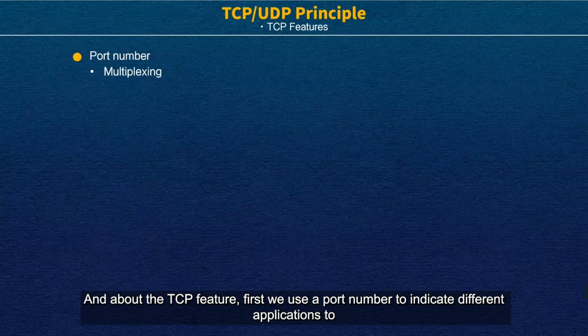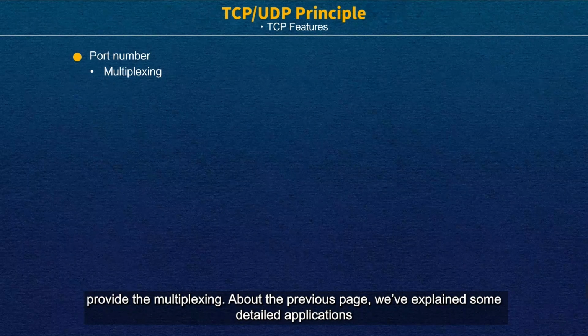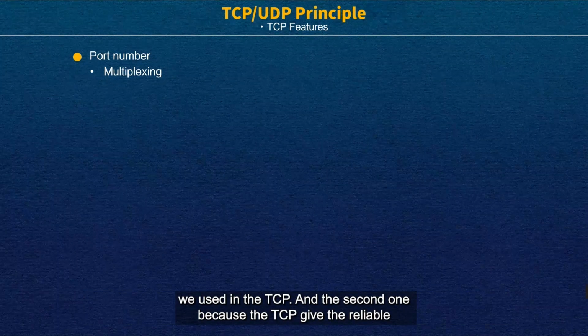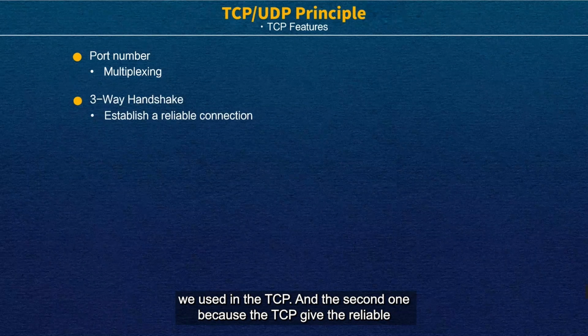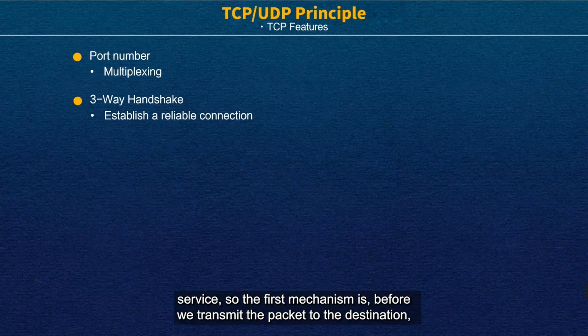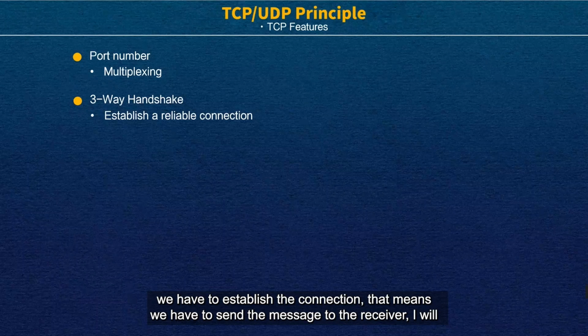And about the TCP features, the first one is that we also use a port number to indicate different applications to provide multiplexing. About the previous page, right? We explained some detailed applications we use in the TCP. And the second one, because the TCP has to give reliable service, the first mechanism is that before we transmit the packet to the destination, we have to establish the connection.